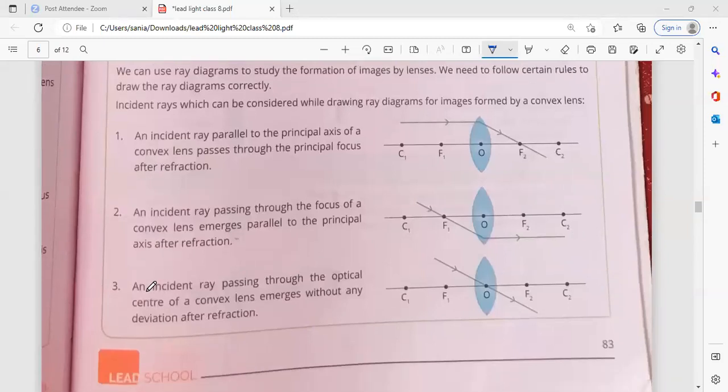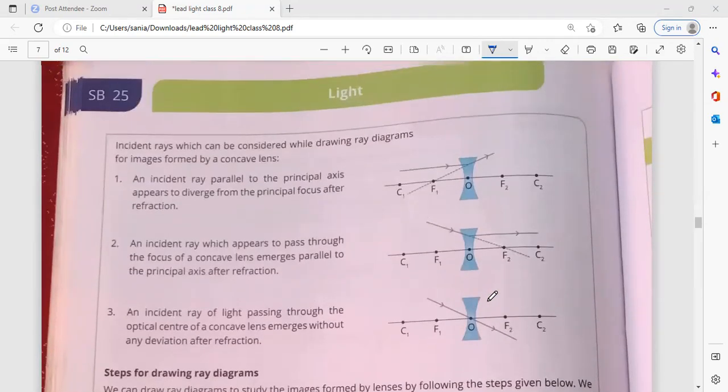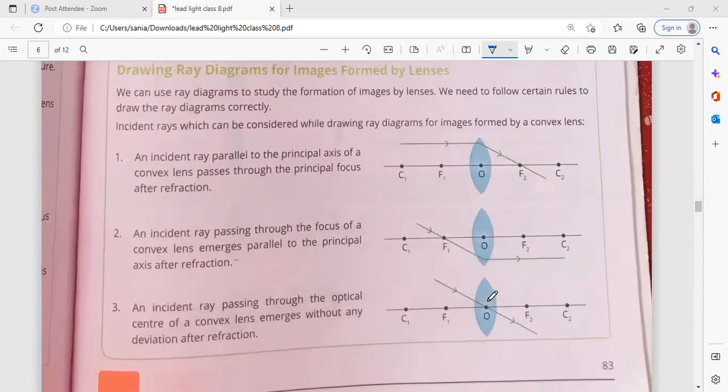Then an incident ray passing through the optical center of the convex lens emerges without any deviation after refraction. So basically it will go straight away. It won't divert anywhere. Okay. Clear? So these are the rules.